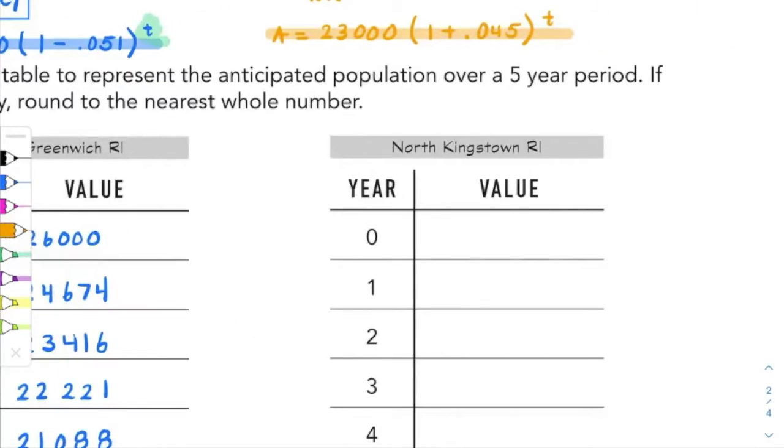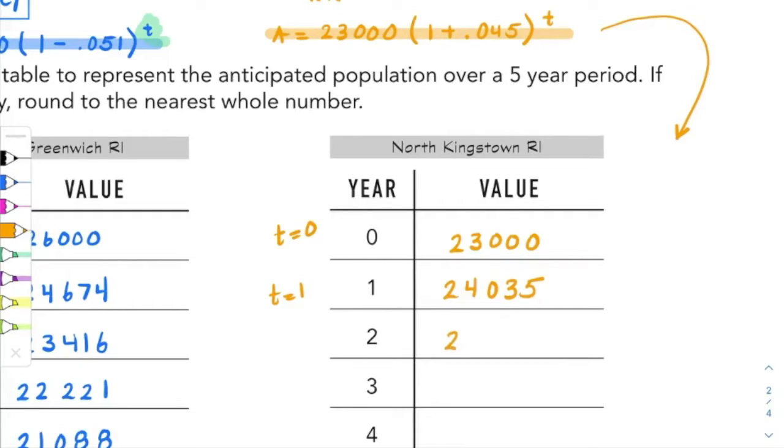I'm going to do the same thing for the North Kingstown population. Year 0 is your starting point. That means your t value is 0. When you type that into your calculator, your output is 23,000. That's the starting population. After 1 year, changing your t value to 1 will change the population to 24,035.